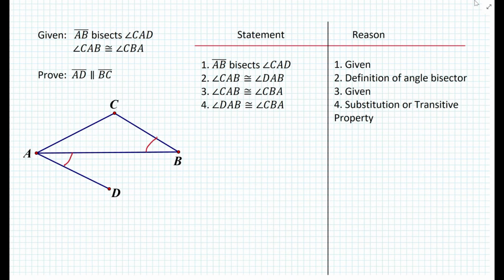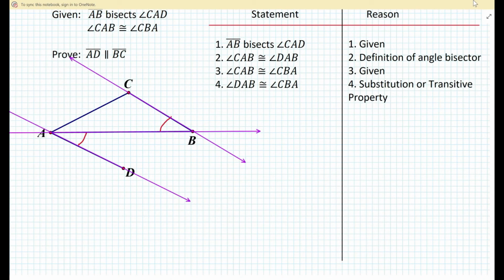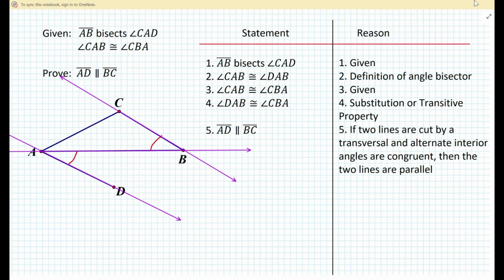So which lines in this case are the ones that are parallel and which one is the transversal? Well, sometimes it helps if we extend these lines. So if we extend the lines, we can clearly see that the transversal now is line AB. And the lines that must be parallel are lines BC and AD, respectively. Also notice that the diagram here is not drawn to scale. So therefore, we can conclude that line AD is parallel to line BC, because if two lines are cut by a transversal and alternate interior angles are congruent, then the two lines are parallel.